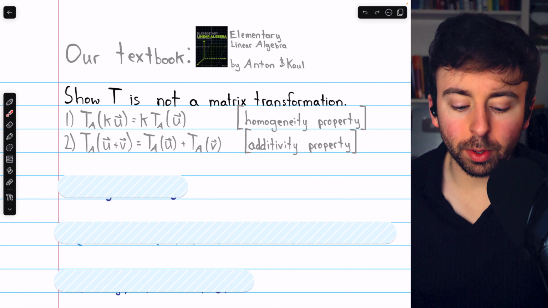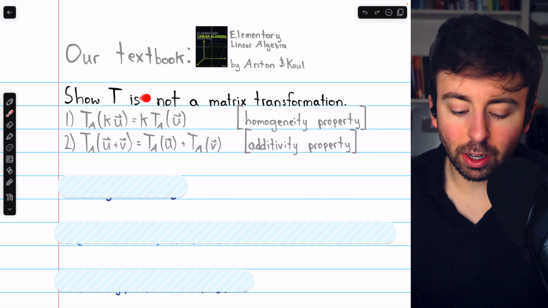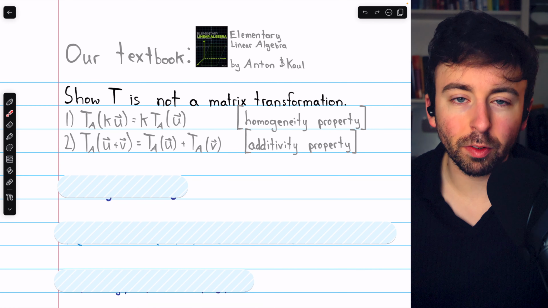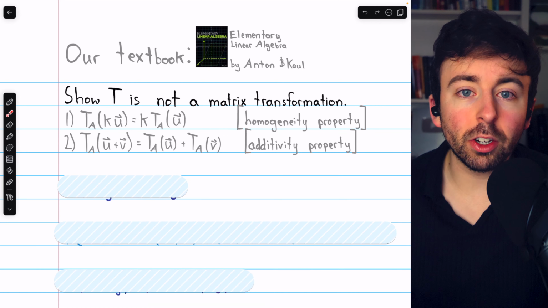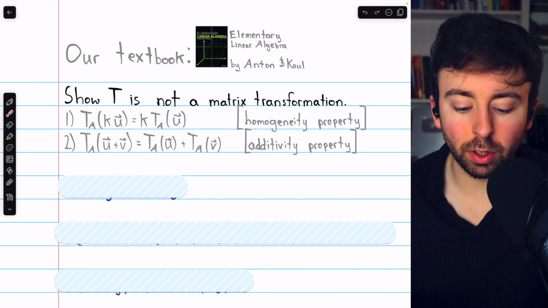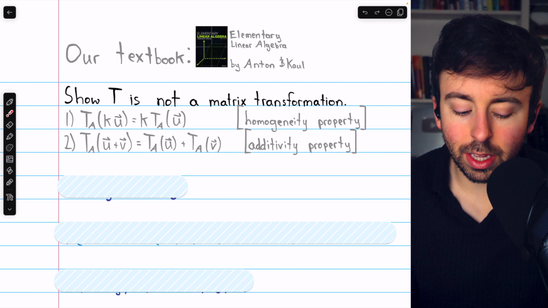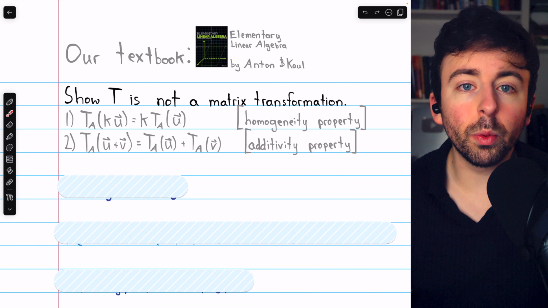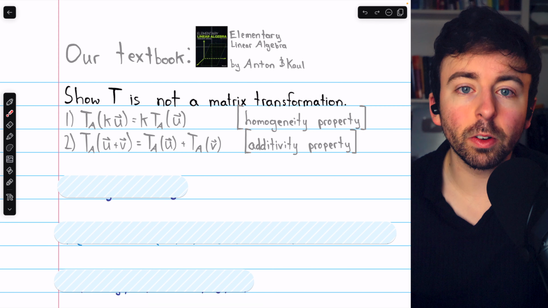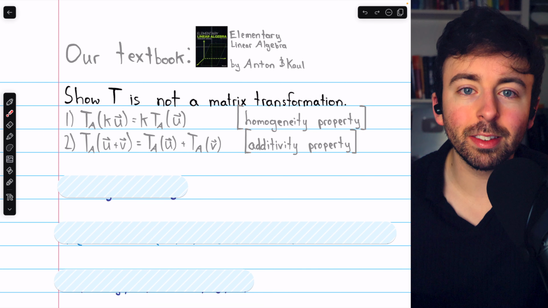Let's do two examples of showing that a given transformation is not a matrix transformation. We will do this by showing the given transformation violates either of these two properties. When we introduced matrix and linear transformations, we saw that these were the two most important properties for such a transformation to have. And if a transformation doesn't have these two properties, then it's not a matrix transformation. Link in the description to my lessons introducing these topics.